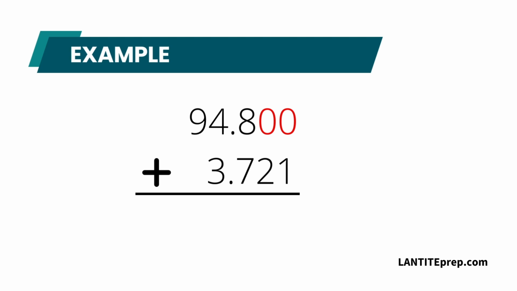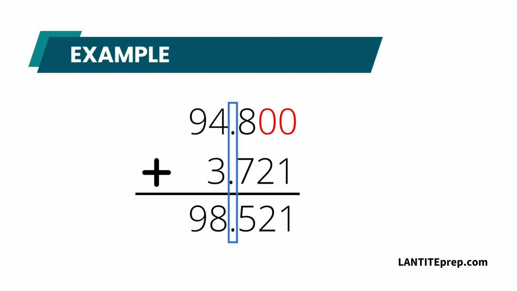Great. So first, I notice that there are some empty spaces in the top number, so I may want to fill those in with zeros. Next, making sure that the decimal points are correctly aligned, it's time to add. I'm going to start with the numbers on the right side. I'll add each of the columns until we reach our final answer. Again, notice that the answer's decimal is also aligned.